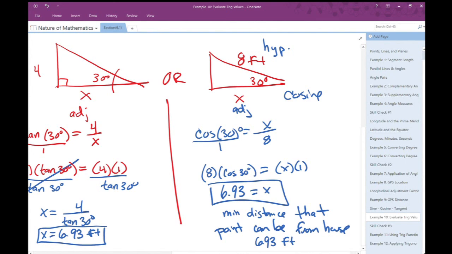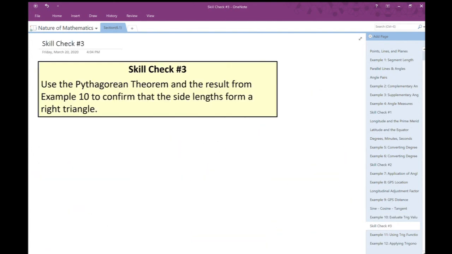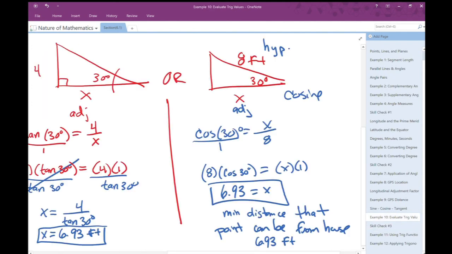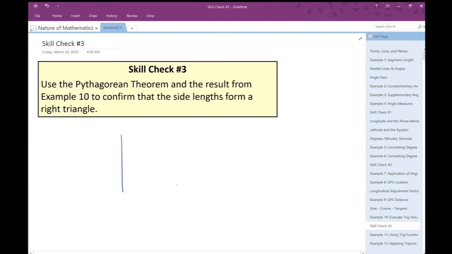Good. All right, let's go to skill check number 3. It says use the Pythagorean theorem and the result from example 10 to confirm that the side lengths form a right triangle. So we have 8 on the hypotenuse, 4 on one leg, and 6.93 on the other leg. 8, 4, 6.93.